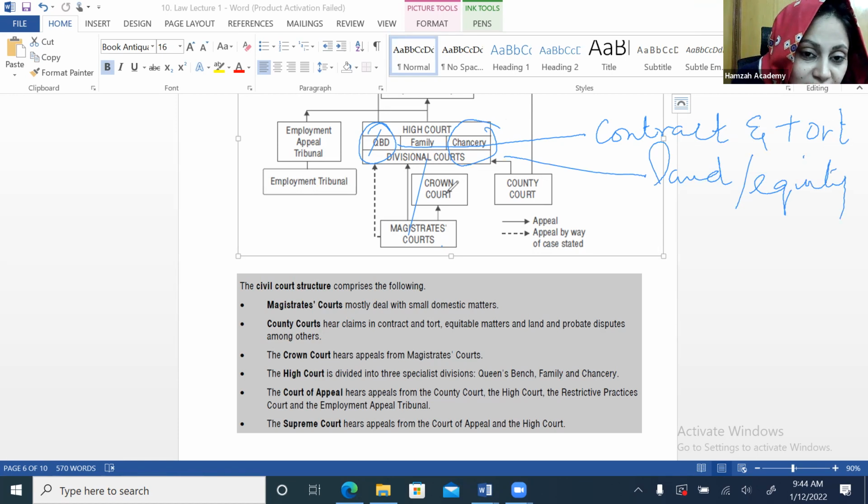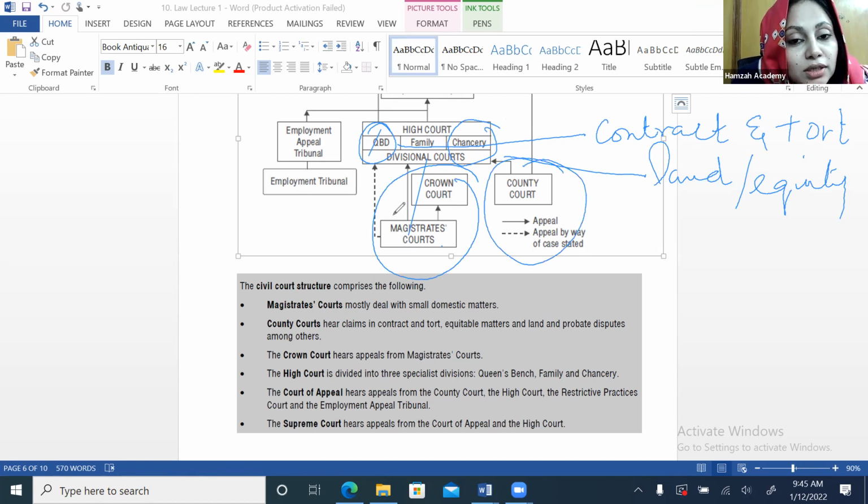Clear? So cases that are dealt in the Crown Court, Magistrate Court, and County Court, the appeals of both can be heard in the High Court, and High Court has three different divisions: Queen Bench Division, Family Division, and Chancery Division. Queen Bench Division deals with the appeals of County Court's area of contract and tort, and Chancery Division deals with the County Court's area of land and equity. Clear?